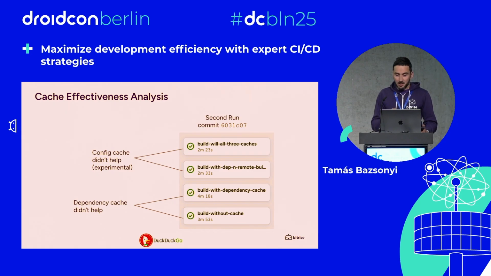So we talked about the different cache options. And let's dig a bit deeper into what happened exactly. So the configuration cache wasn't really helpful for the top two builds, which were already using build cache. But what we are seeing with the dependency cache is that it actually made the whole thing run basically longer. Why could this be happening?